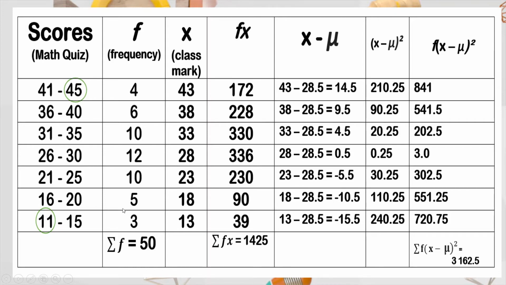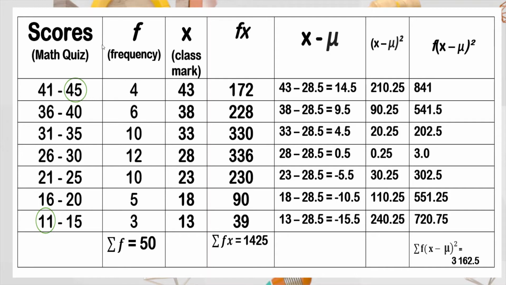And so the next column is the frequency, provided also. Here we have the numbers 4, 6, 10, 12, 10, 5, 3. Get the sum of that frequency, that's equal to 50. That means there are 50 observations, or 50 scores, in this data. Next column, which is X, is known to be the class mark. Others call it midpoint.